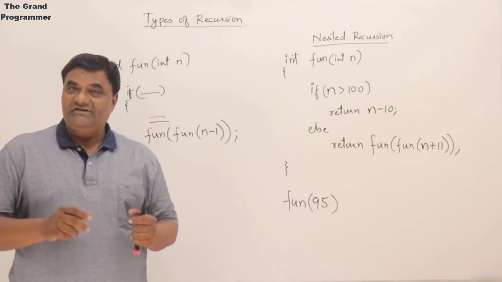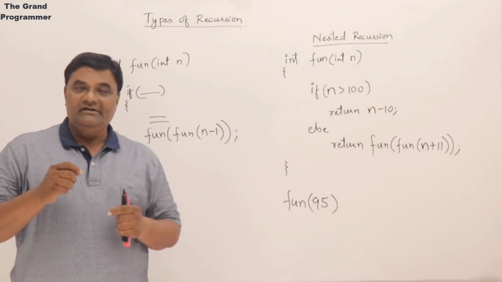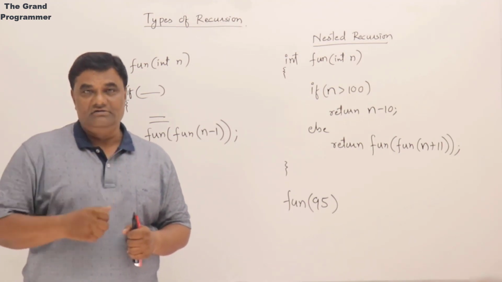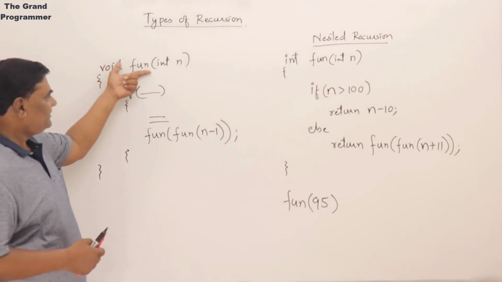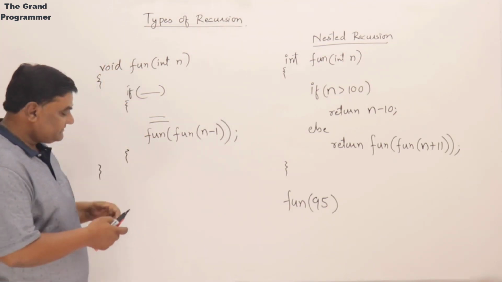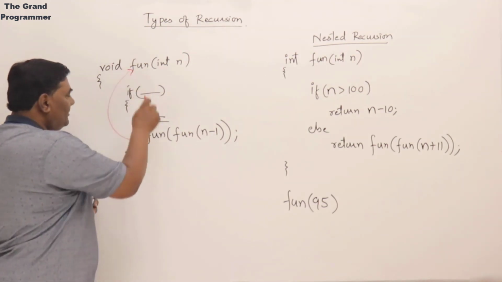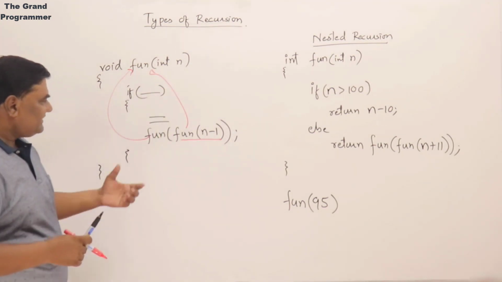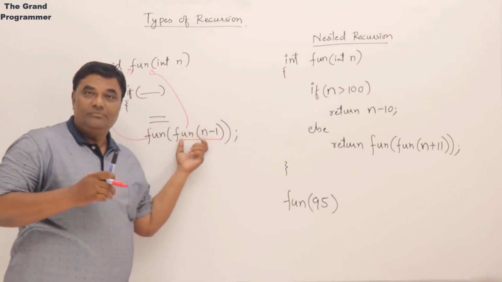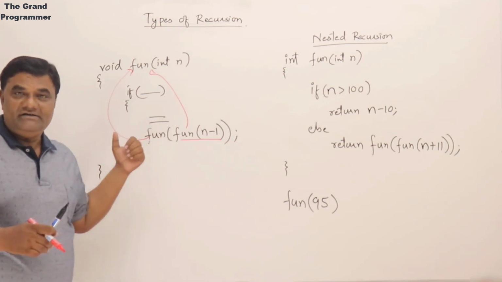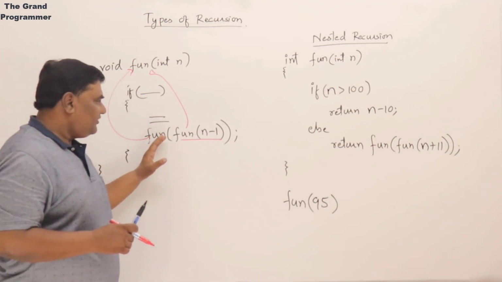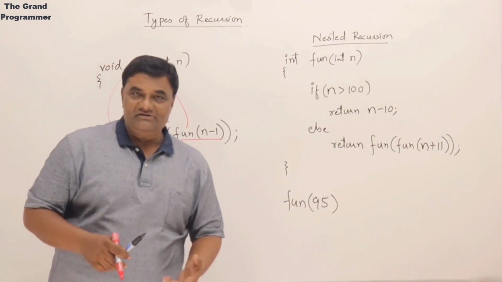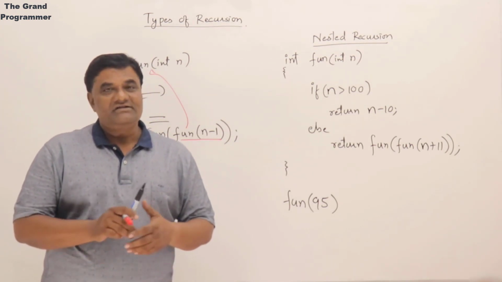Let us look at nested recursion. In a nested recursion, a recursive function will pass a parameter as a recursive call. See, here is a recursive function and it is calling itself, so it is recursive. It is calling itself here. But what is the parameter? The parameter itself is a recursive call. It means unless the result of this recursive call is obtained, this call cannot be made. So a recursive call is taking a recursive call as a parameter. So this is recursion inside recursion, so it is called nested recursion.